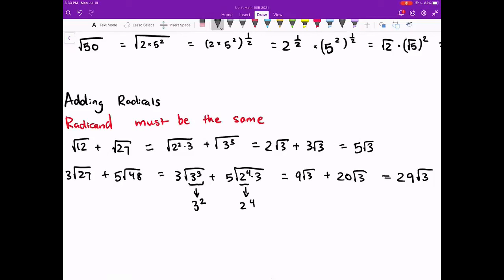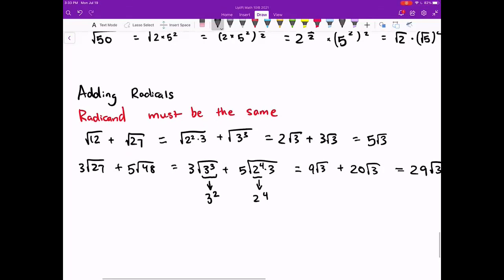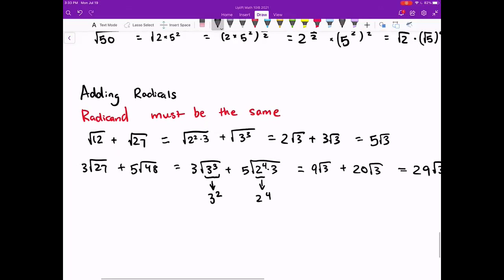A more general way of thinking about it is that instead of taking out twos, you would be taking out multiples of the index. Yeah, the largest multiple of the index. Okay, so we can move on to multiplying radicals.